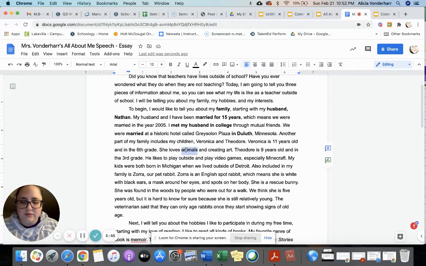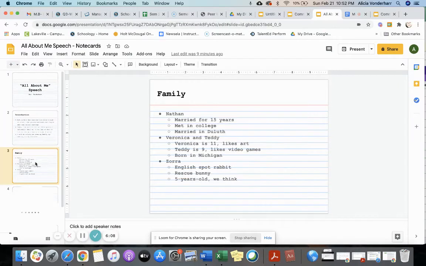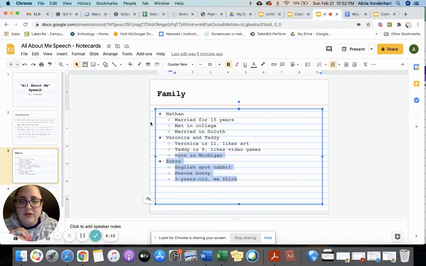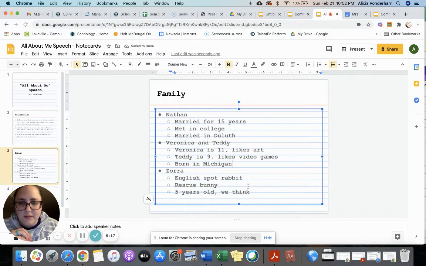Veronica loves animals and creating art. Theodore is 9. He likes to play outside and play video games. Both of my kids were born in Michigan. So I'm just picking out the most important pieces that I need to remember, and that's what I put on my note card, okay? Now, I always encourage you to make sure that it's big enough for you to read. So I would even make this a little bigger. There we go.